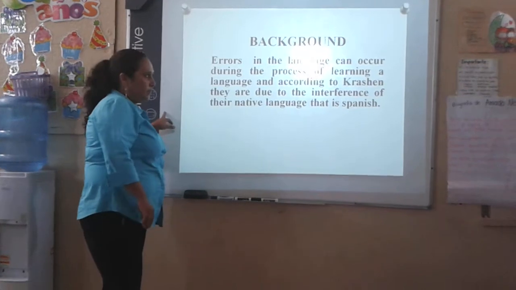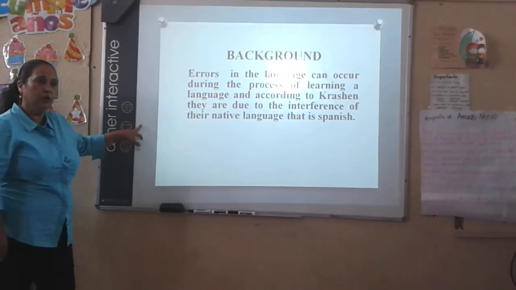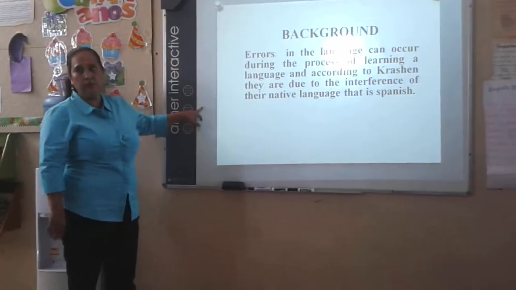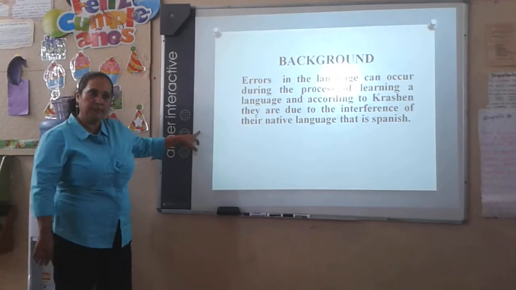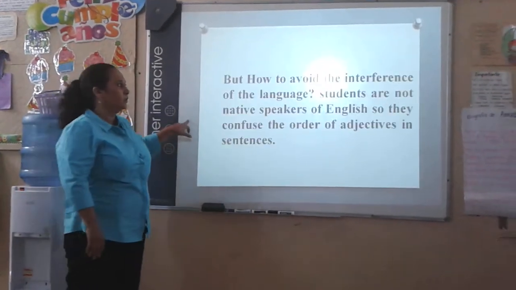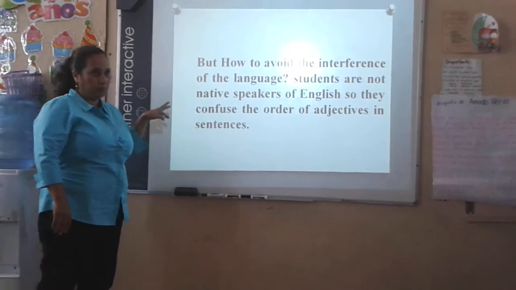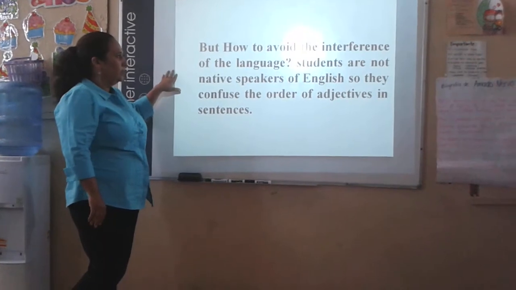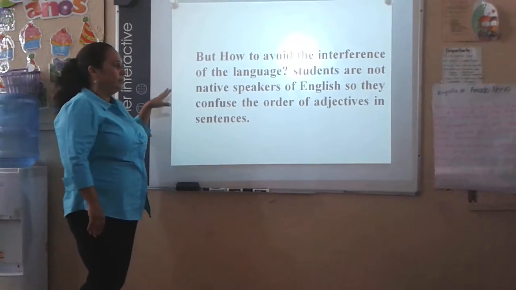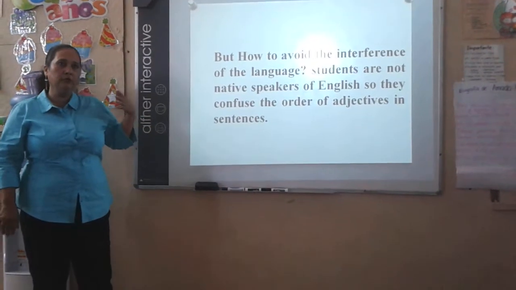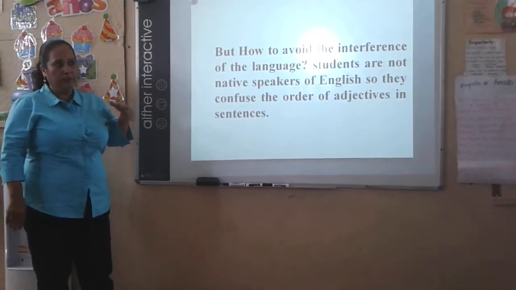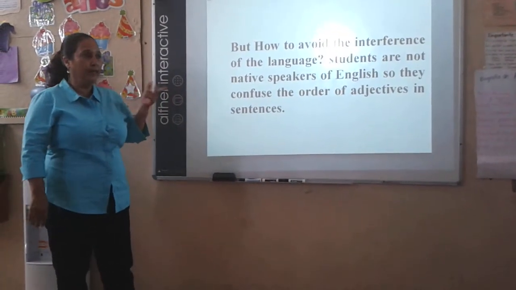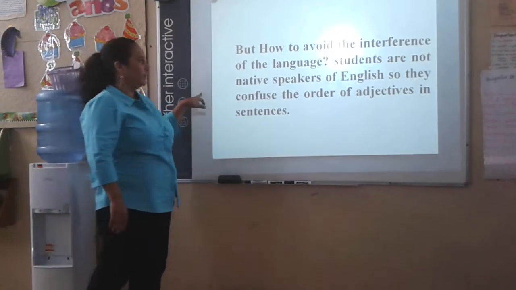The errors in the language, according to Russian, occur because of the interference of the language. My students, if we remember, are native speakers of Spanish, and for that reason they cannot use the adjective correctly. But how to avoid the interference of the language? Students are confused in the order, so they use it like we use it in Spanish. For example, we say manzana roja, and in English it says red apple, so the order is different.